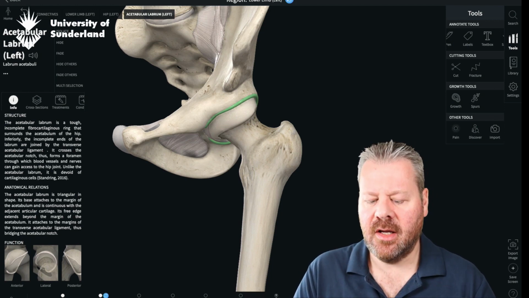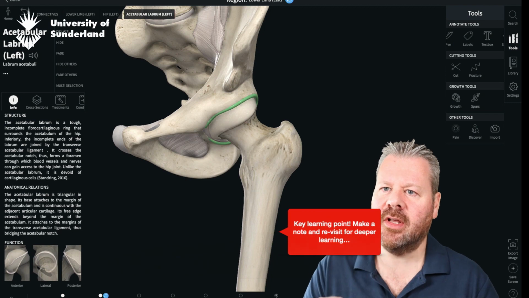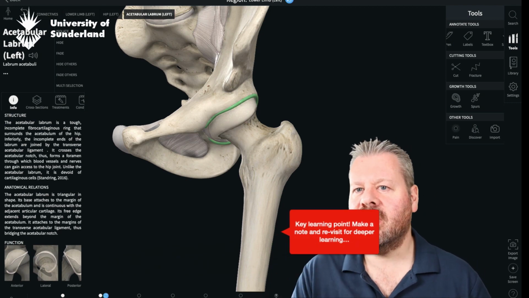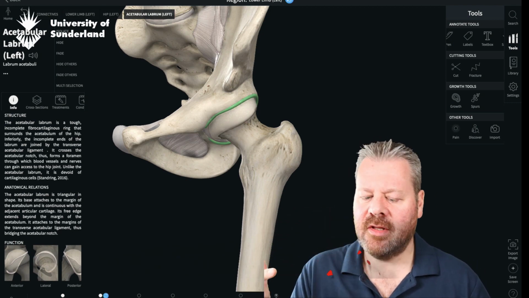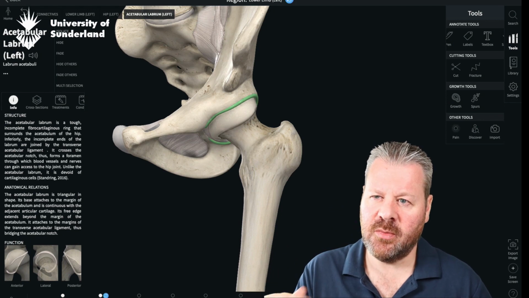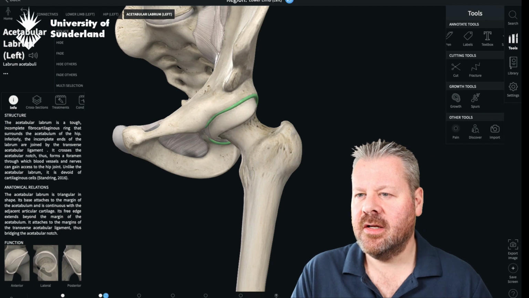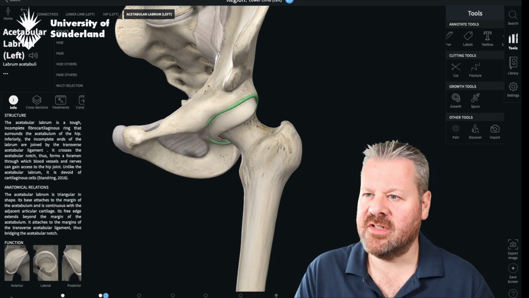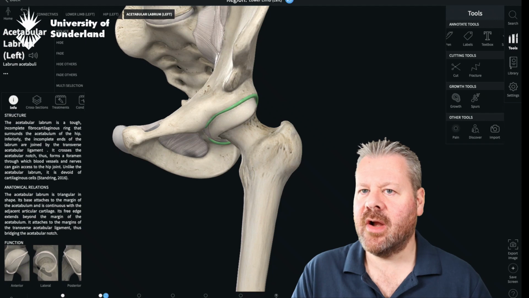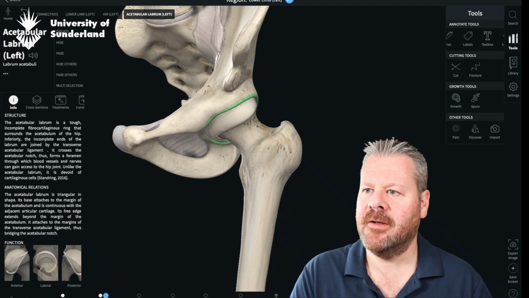And I would say overall that is a key learning point that you need to just revisit and have a look at the pathologies that are associated with the labrum. There are specific tests that can be done to identify it. While not completely sensitive and specific, they can point you in the right direction and away from other issues in the area.